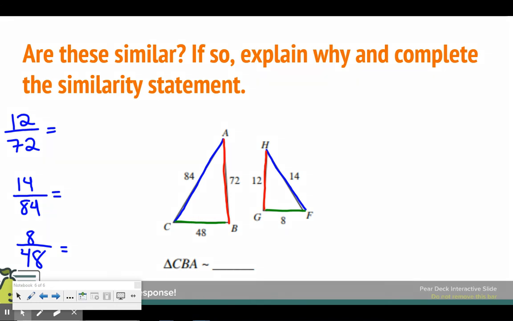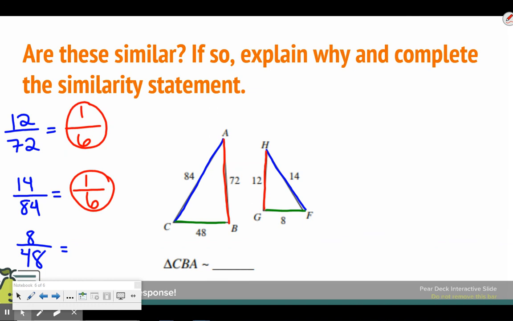12 over 72, well, 12 goes into both of those. 12 goes into 12 one time, 12 goes into 72 6 times. So that would be my scale factor for that side. Then I have 14 over 84. Well, 14 goes into both of them. 14 goes into 14 one time, and 14 goes into 84 6 times. So again, we have the same scale factor.